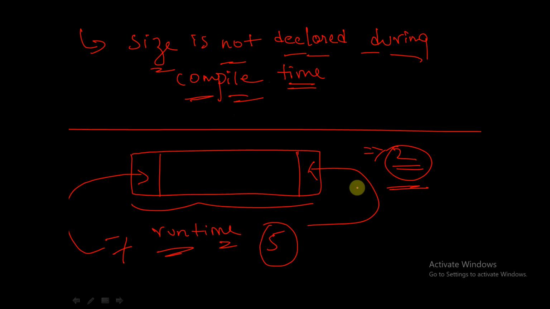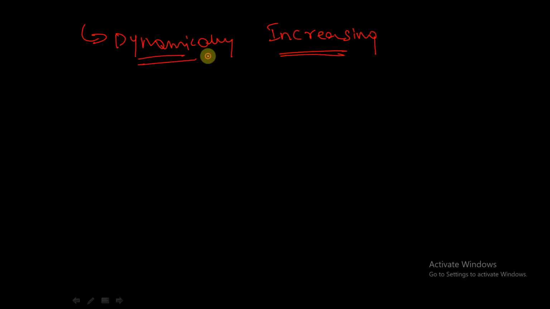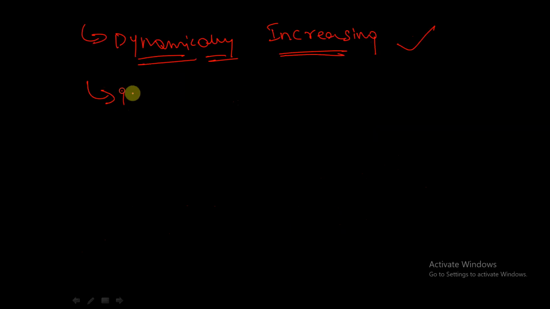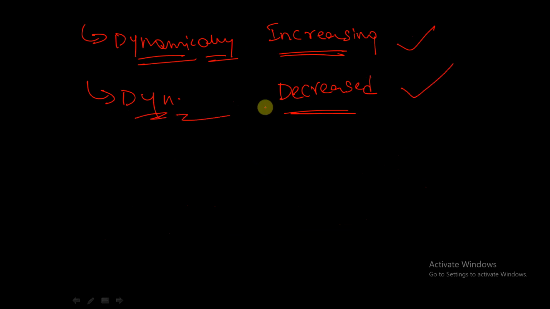Like this, the memory will be dynamically increased. This is a very, very important keyword: as we insert the elements, the memory will be dynamically increasing. And the memory will be dynamically decreasing when we remove any particular element from the associative array. So these are the two important keywords: the memory dynamically increases and decreases when we insert or remove an element from the associative array.